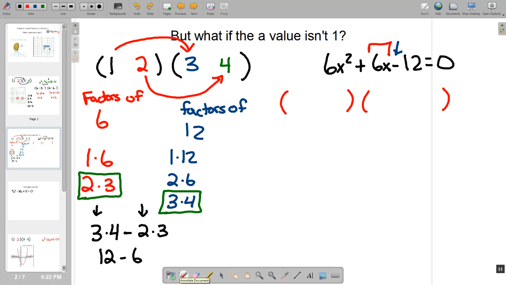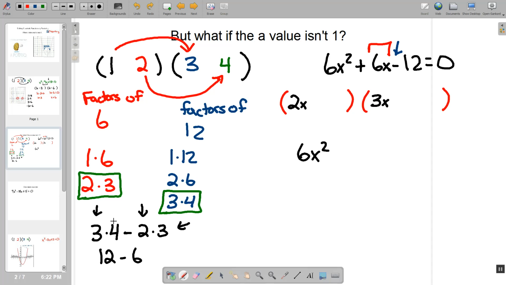Now I have to put this problem into our parentheses in order to solve it correctly. So I know that the first numbers to create 6 have to be 2 times 3. So I would put here 2x and 3x, because that will give me 6x squared. So the first number is taken care of.